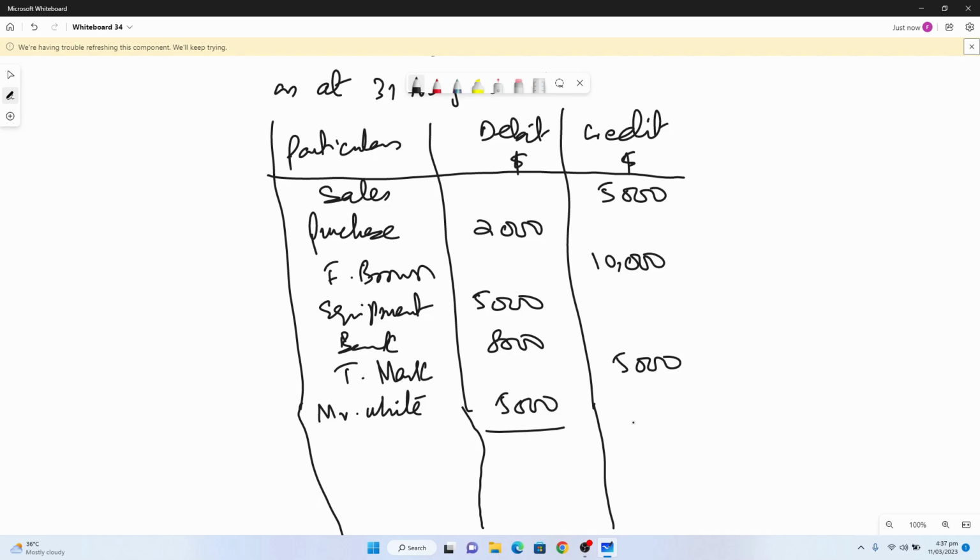Let's see whether our trial balance has been balanced or not. 5,000 plus 8,000 means 13,000. 13,000 plus 5,000 means 18,000. 18,000 plus 2,000 means 20,000 on the debit side, and on the credit side 10,000 plus 5,000, 15,000 plus 5,000, again 20,000. You can see how well your trial balance has been balanced and how easy it is to make the trial balance. The reason why I have made only 5 entries in my example question is just to make it simple, so that you are able to solve the question.